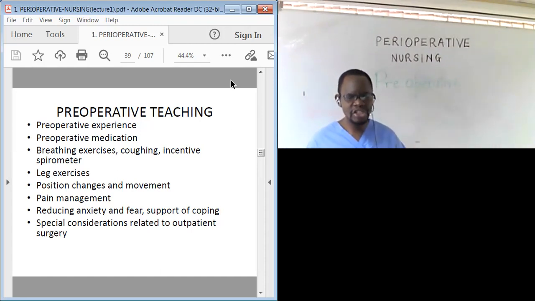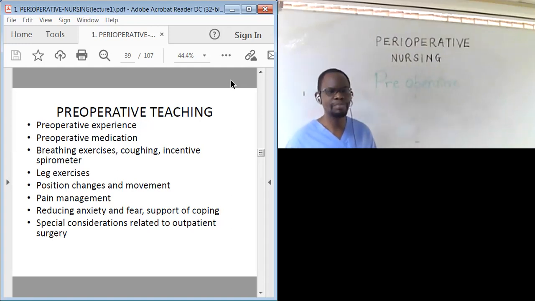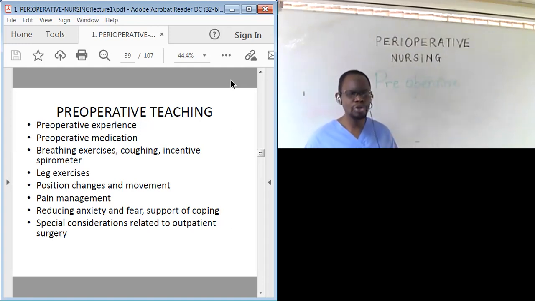How is the patient's pain going to be managed? What are you going to use to manage the patient's pain? And how should the patient tell you that they are in pain? Also reducing anxiety and fear, support and coping patterns for this patient will also be very, very important.